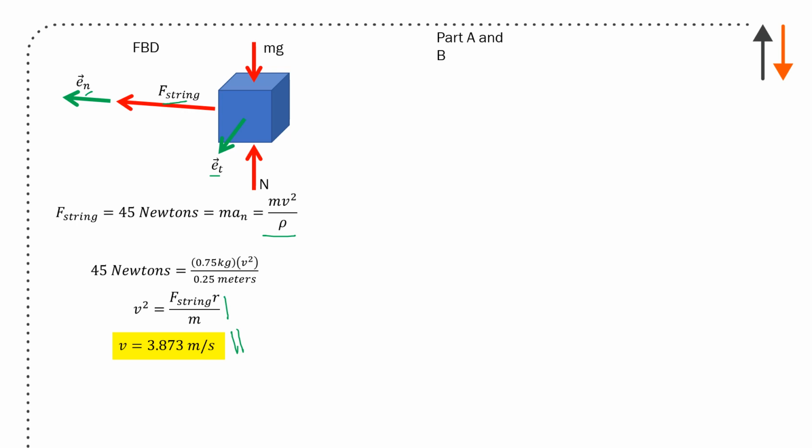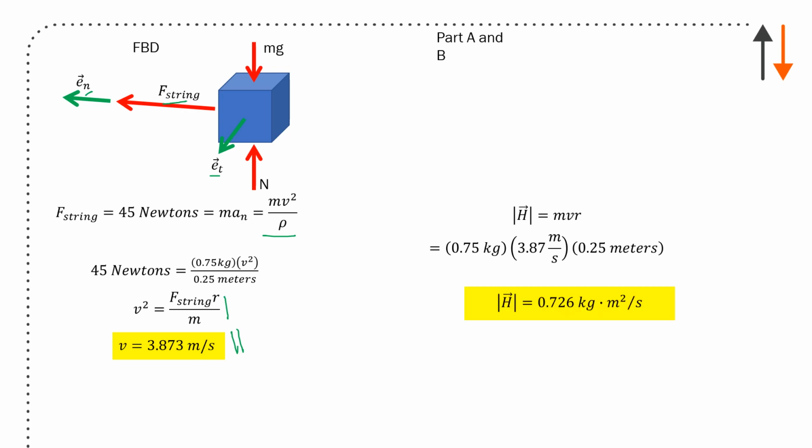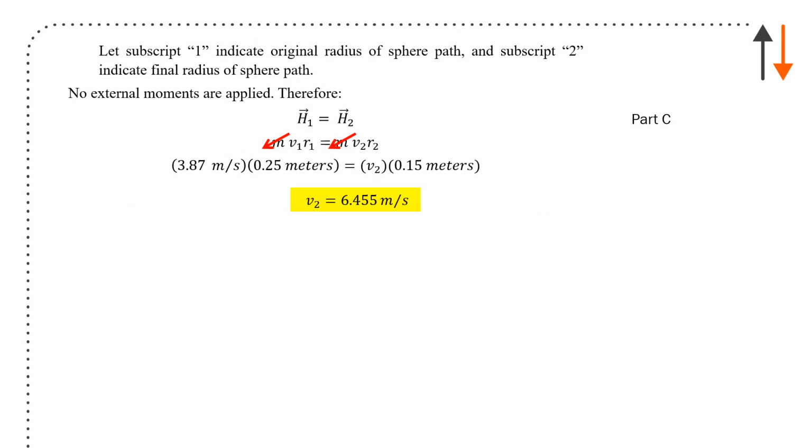Don't have to go to 3 digits. For the angular momentum, the magnitude is mvr, which is 0.75 kilos, 3.87 meters per second, and 0.25 meters. You were asked for the magnitude, so it's 0.726 kilogram meters squared per second.